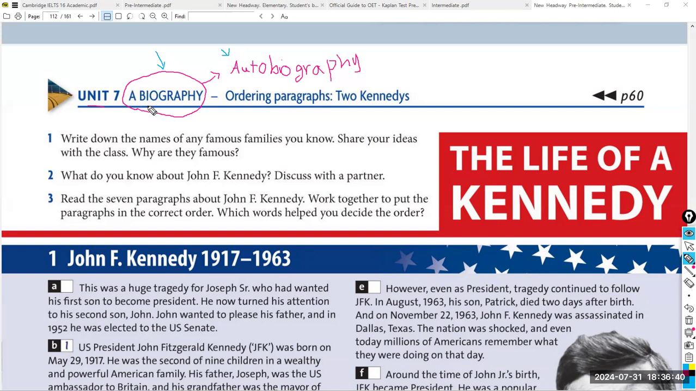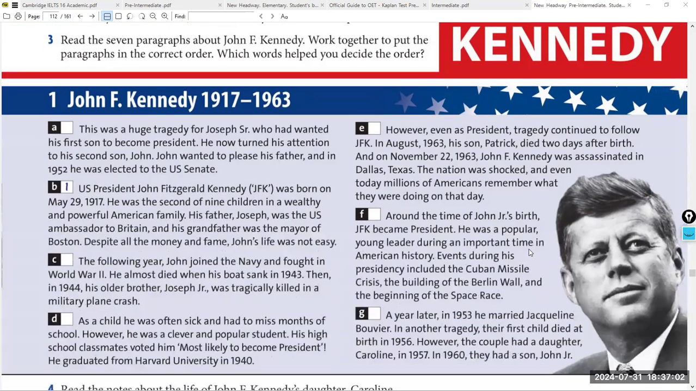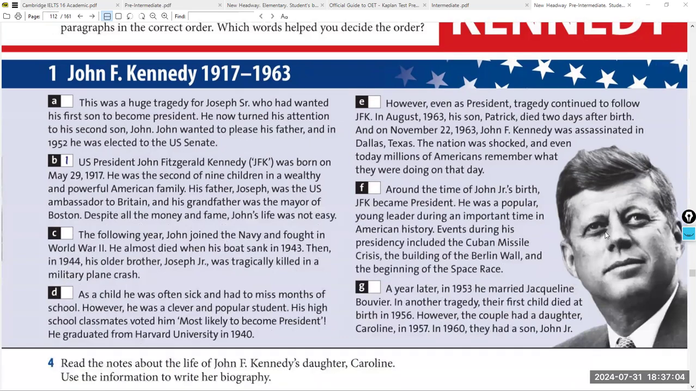Now, we have to discuss writing the biography, which is the writing of someone who isn't me, because I'm writing someone's story, as I told you, because this is the meaning of biography. So let's try to discuss this biography. This biography is about John F. Kennedy.